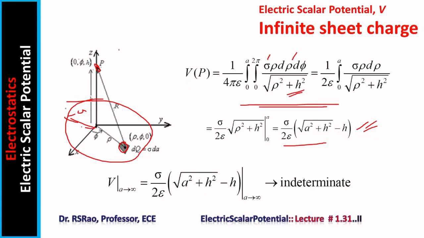Now when A tends to infinity, this sheet becomes an infinite sheet. And what happens to the potential function? Let us see. As A tends to infinity, the potential becomes indeterminate. What does it mean? Absolute potential for an infinite sheet charge with respect to the infinity point does not exist. That is the inference one can draw from these expressions.